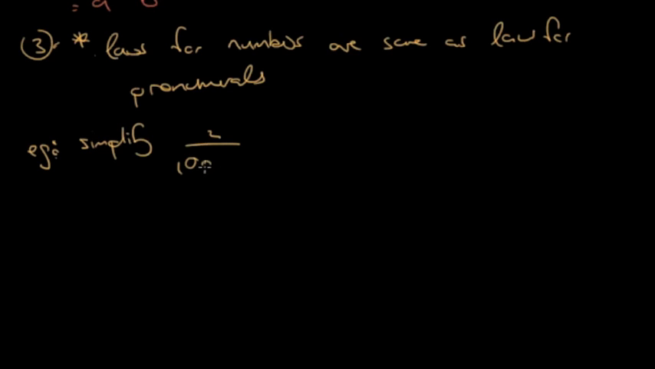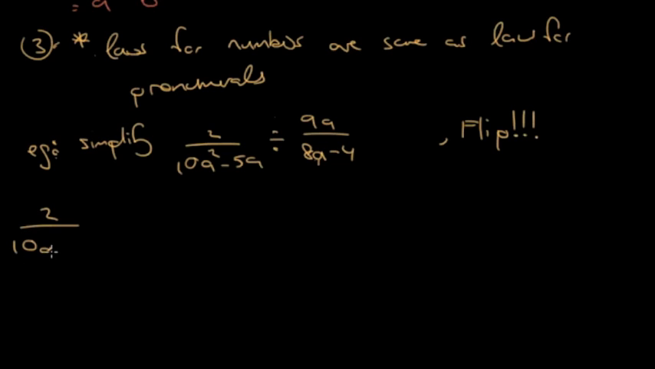10a squared minus 5a divided by 9a over 8a minus 4. So by now, when you see one fraction divided by another fraction, the first thing you should be saying is flip. Flip that one. So we end up with 2 over 10a squared minus 5a times 8a minus 4 over 9a.